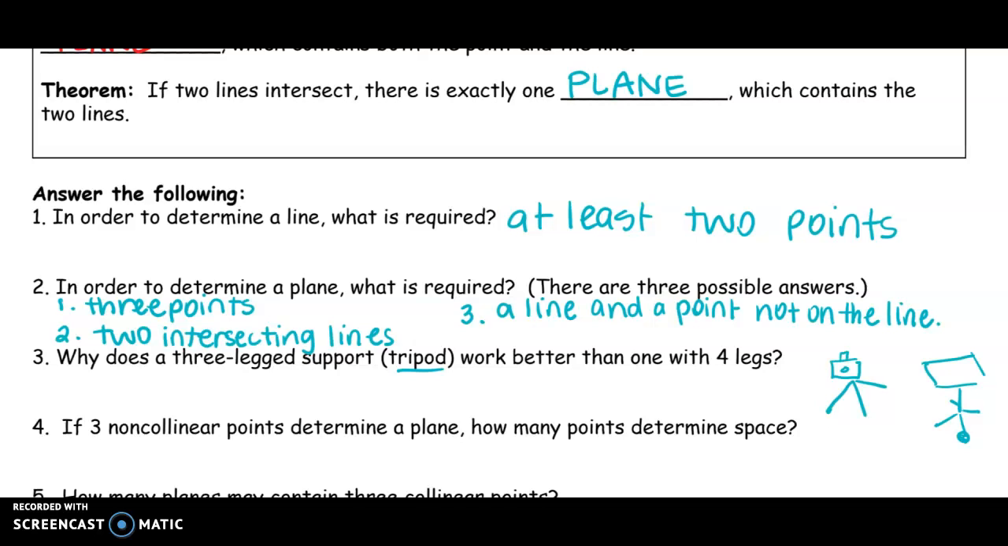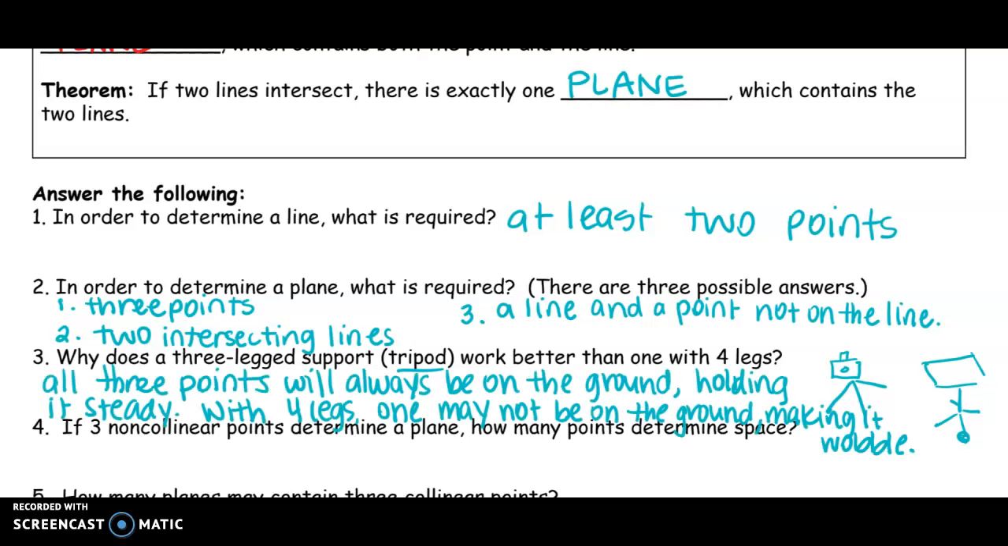So the tripod would work better because it has all 3 points on the ground at once, whereas the 4th leg may not be on the ground. So with your 3-legged tripod, you have all 3 points on the ground all the time, which makes it very steady. Whereas when you have 4 legs, one of those legs may not be on the ground evenly with the rest of them, which would then make it wobble.